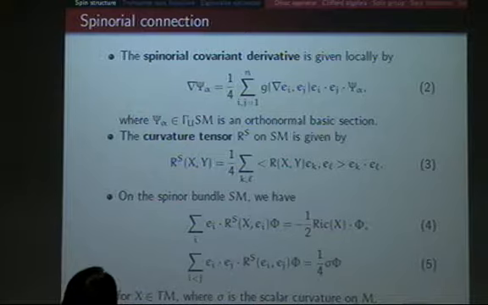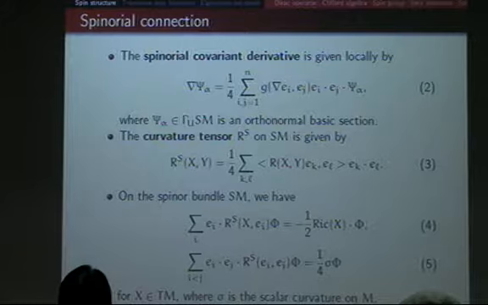Now we can define the covariant derivative on the spinor bundle by the relation between the spin group and the special orthogonal group. Locally, the spinorial connection is given by this. Here is a spin representation, and another one is Clifford multiplication.